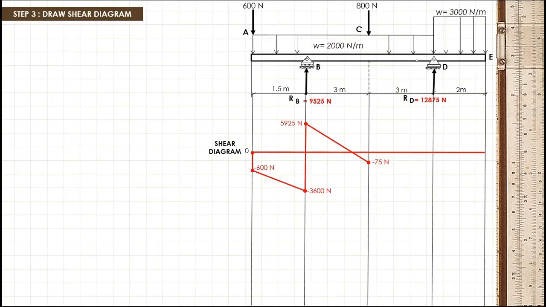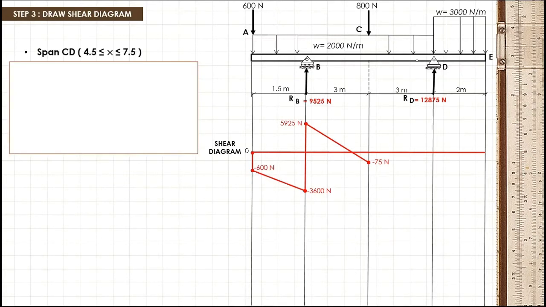Now with span CD, we will be using the shear equation. Shear at CD is equal to 8,125 minus 2,000 multiplied by x. At point C, wherein x is equal to 4.5. By substituting the value of x to this equation, we got negative 875 Newton. Since we got a negative value, we will be putting it under our reference line.